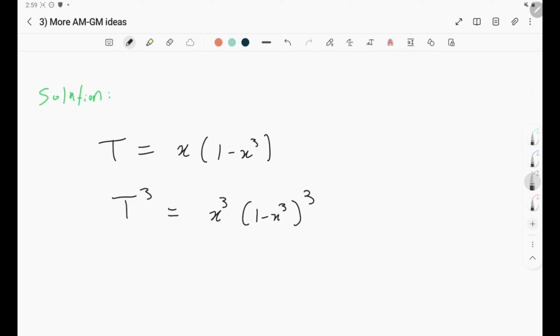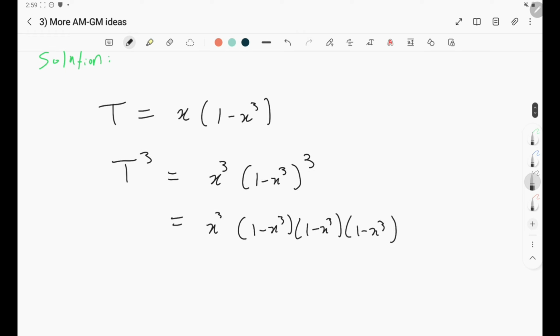But now you know what's the problem? We also have a cube here. So what's the benefit? Well, the idea is actually pretty simple. You have a cube here. You can think about it as a product of 3 numbers. So you can say it's x cubed times (1 minus x cubed), (1 minus x cubed), (1 minus x cubed). Now, if we apply the AM-GM, here we have an x cubed.